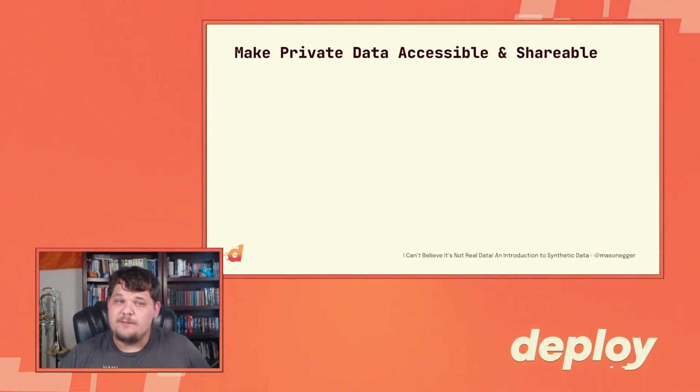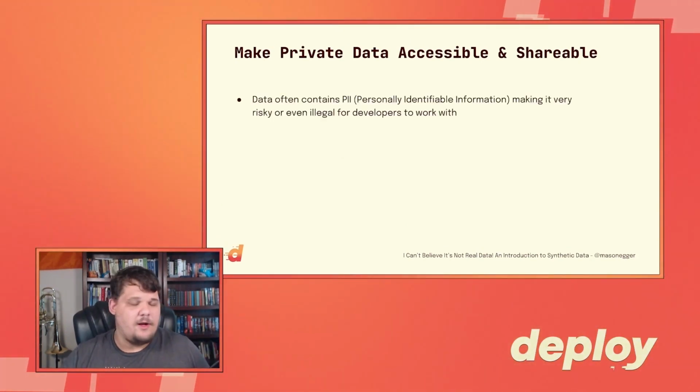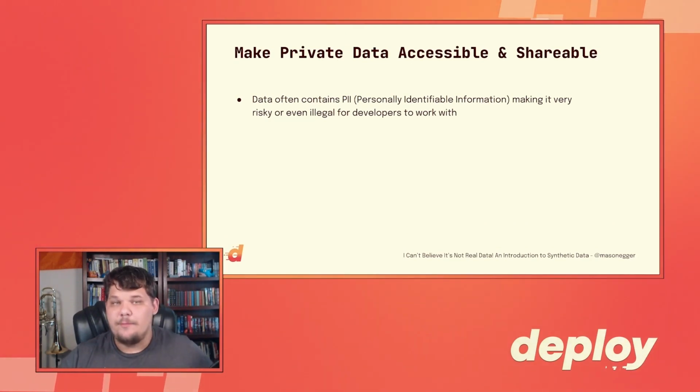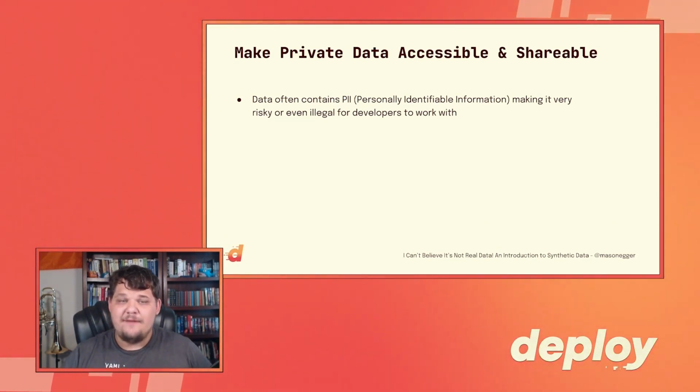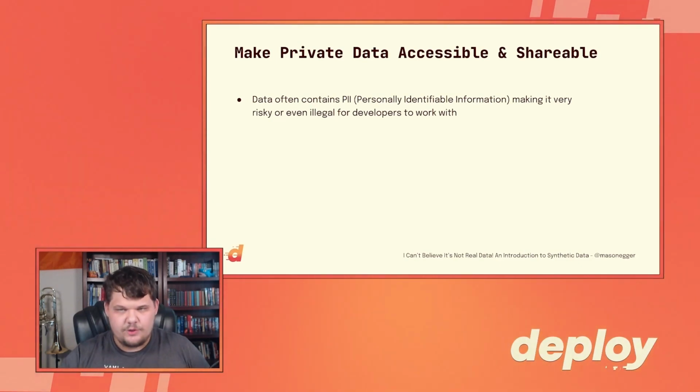The first one I mentioned was making data accessible and shareable. Very often, data contains PII, personally identifiable information, making it very risky or even illegal for developers to work with.